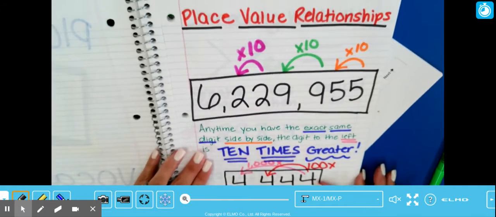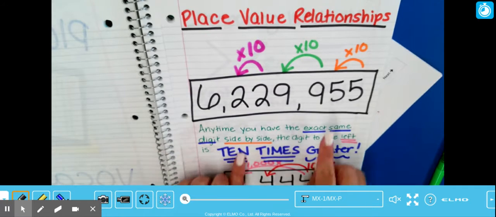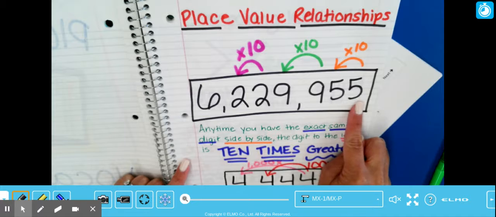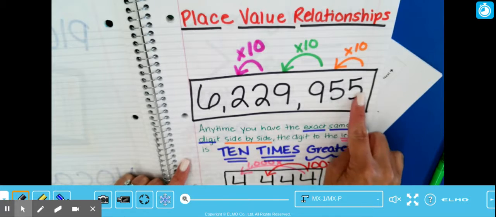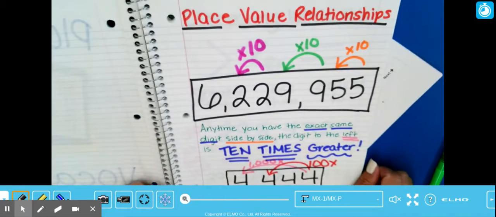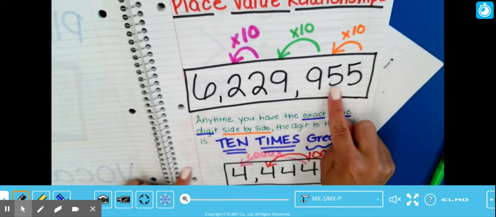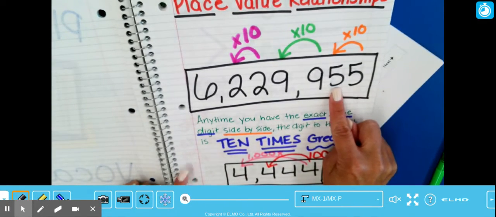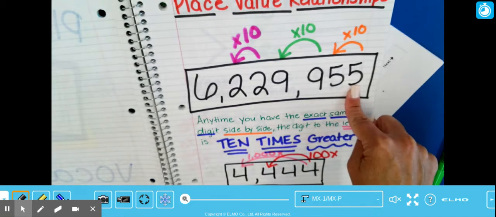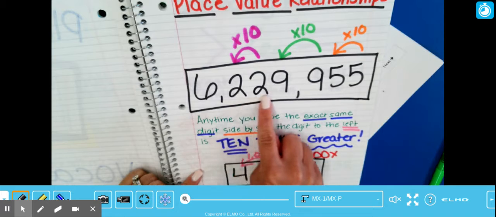And then we started talking about place value relationships. We learned that anytime you have the exact same digit side by side in a number, the digit to the left is always 10 times greater than the digit to the right. So this 5 has a value of 50. It's 10 times greater than the value of this 5, which is just a plain old 5, right? Same thing with these 2s.